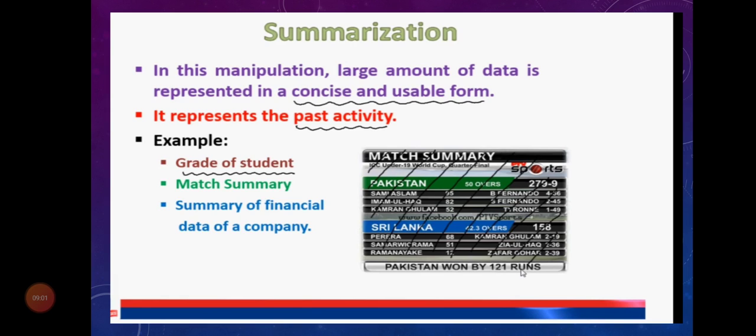Summarizing, the process of reducing a large amount of data into a more concise and usable form, is called summarizing. For example, people deposit money in banks daily, and the data of banks can be summarized to show the total money deposited in a particular month, instead of showing all deposits. This is called summarization or summarizing.